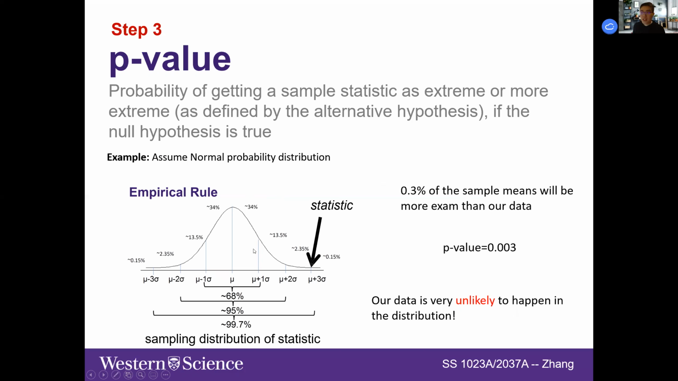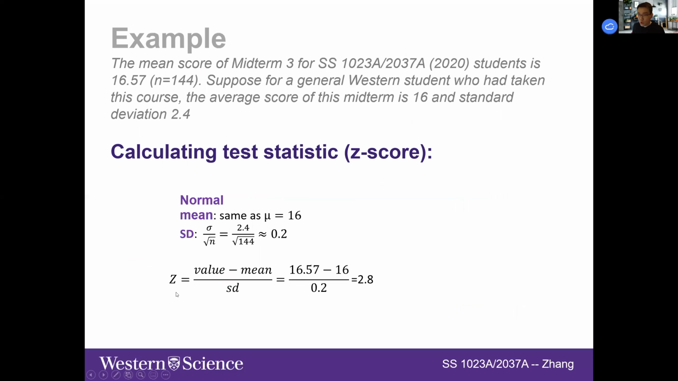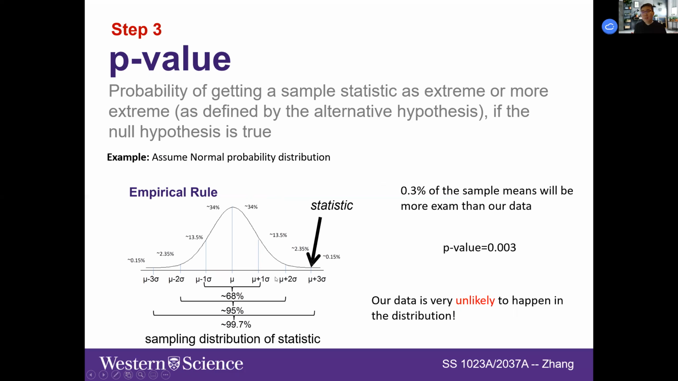As I mentioned in the previous slides, we get a z-score of 2.8, right? We can approximately regard it as 3 sigma, since 2.8 is very close to 3. So for simplicity, we just regard it as 3. Basically, our statistic is located 3 sigma away from the mu. So what's the percentage of data that is more extreme than our current statistic? This is the knowledge we learned from lecture 9.